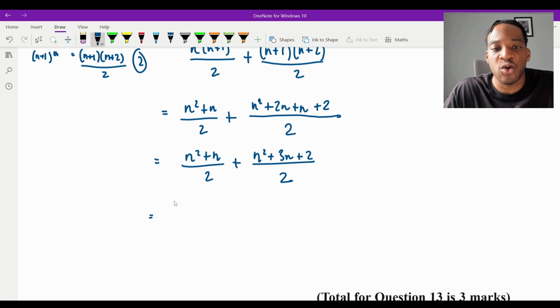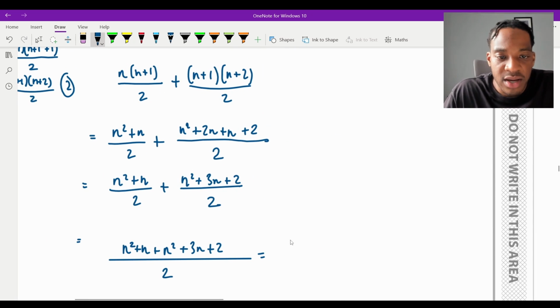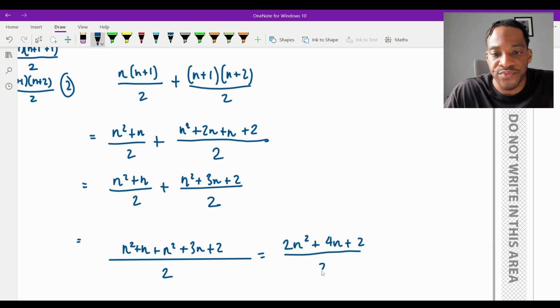Now, they have the same denominator. We can combine the fractions now. So I'm going to write one long fraction bar. So let me just make it a bit neater. Like this. And this is going to be n squared plus n squared plus 3n plus 2 all over 2. Now, I can simplify this a bit more. I've got 2n squareds, don't I? And I've got an n and a 3n, right? This is going to make a 4n in total, and then plus the 2, and this is all over 2.